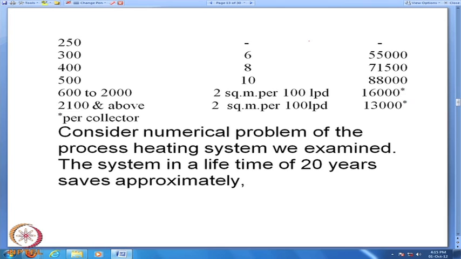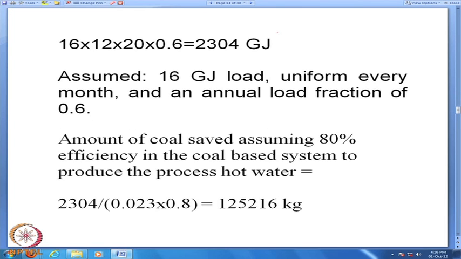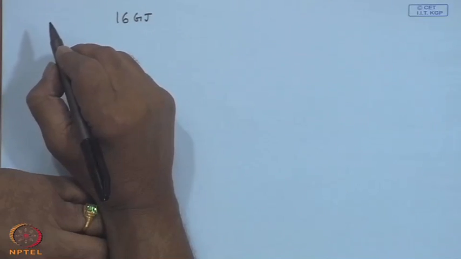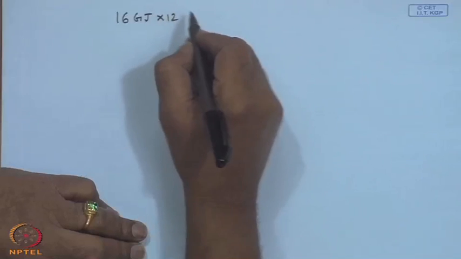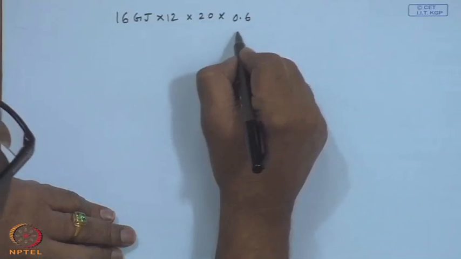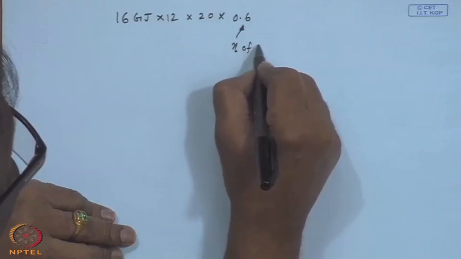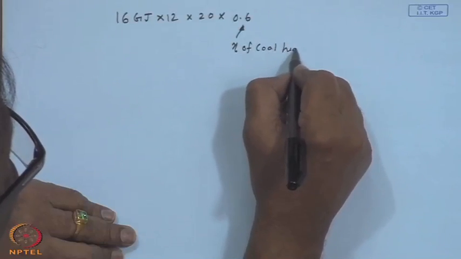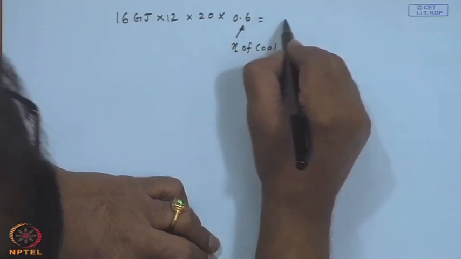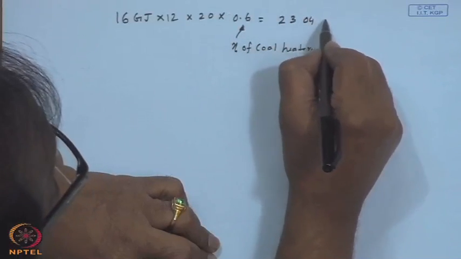So, let us consider the simple numerical problem of the process heating system we examined. The system has a lifetime of 20 years. In a lifetime of 20 years it saves approximately, we are considering 16 gigajoules of the load from the problem that we solved, for 12 months. I am assuming it to be uniform for 20 years, multiplied by 0.6. This is the efficiency of the coal heater. I use a boiler using coal at 60% efficiency, reasonable. That comes to 2304 gigajoules.